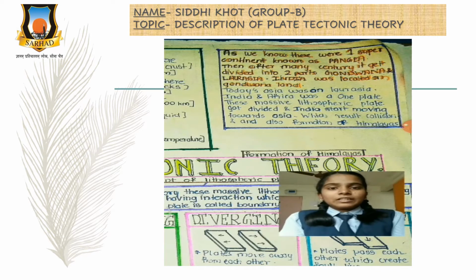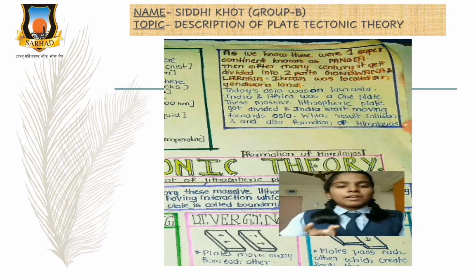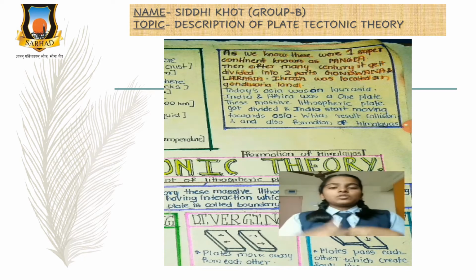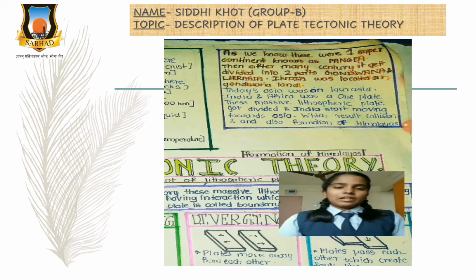As we know, there was one supercontinent known as Pangaea. After millions of years, it divided into two parts: Gondwana land and Laurasia. In Gondwana land, there was today's India. Here we are only going to see how India was formed. Asia was on the northern side, and India was on the Gondwana land on the southern side.